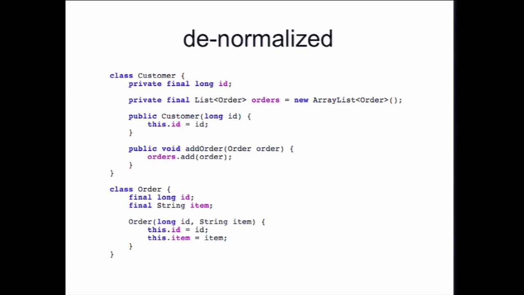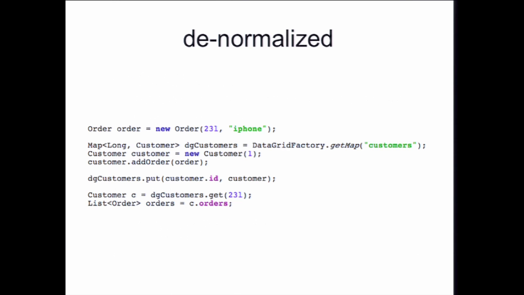Denormalization is also important. Most of the time we're going to see this one: orders are stored together inside the customer object. In this case, when you get the customer, you see there's only a customers map, there's no orders map, so customer orders are inside the customers already. When you do a get on the customers grid, you get the customers with the orders, everything together, and there's nothing to worry about like foreign keys.